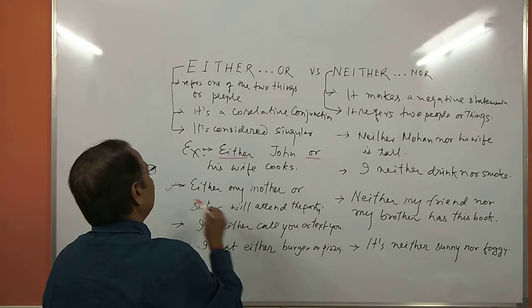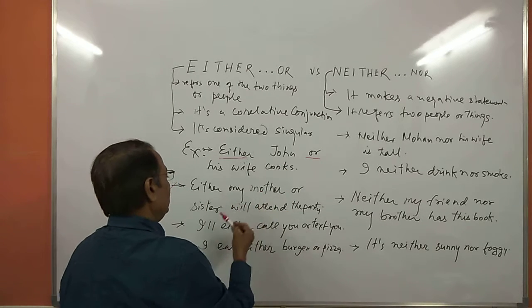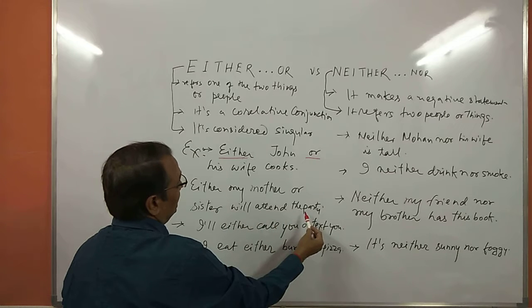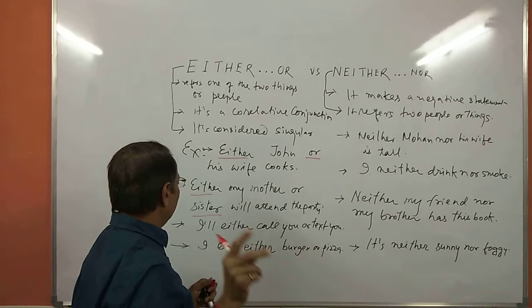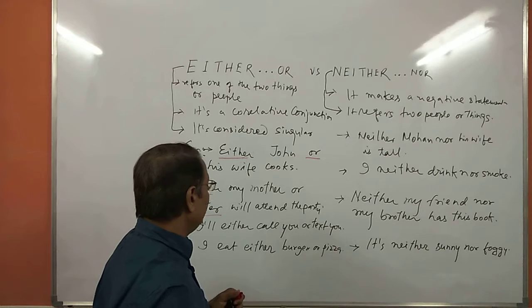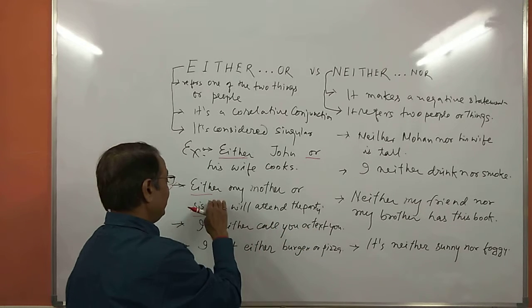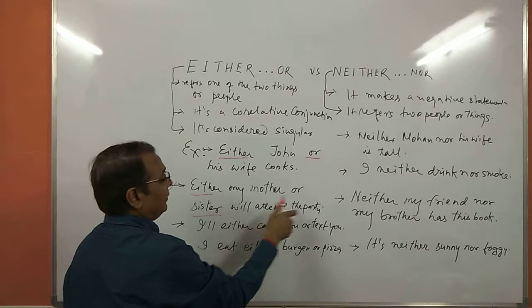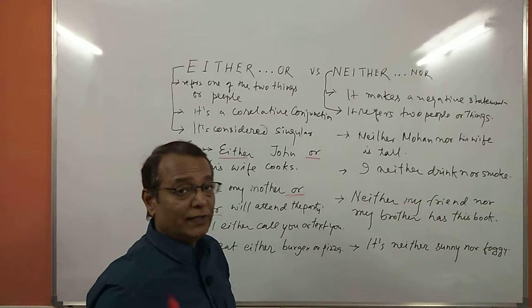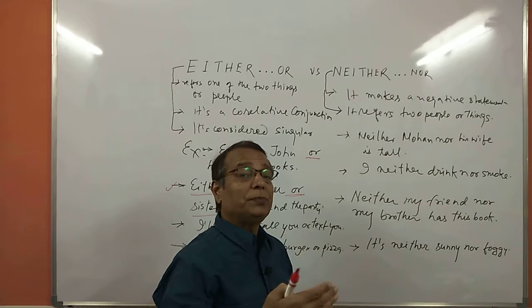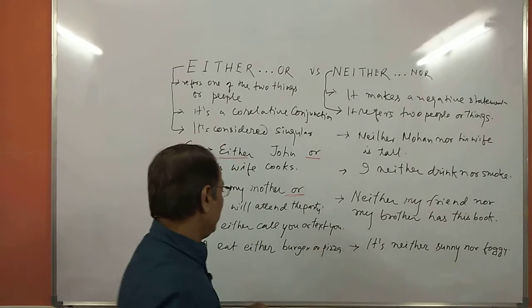The second example is either my mother or sister will attend the party. Either my mother or sister, that there are two persons who are likely to attend party, but one will go only, that is sure. So either my mother or my sister will attend the party. There is a party, somebody invited us and one person is supposed to attend the party.